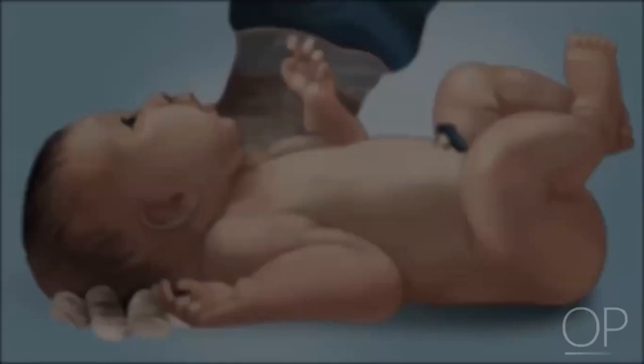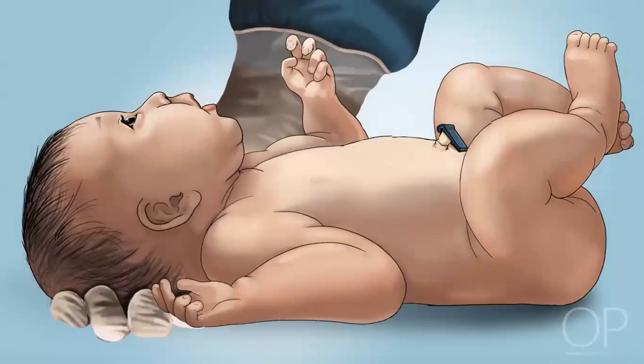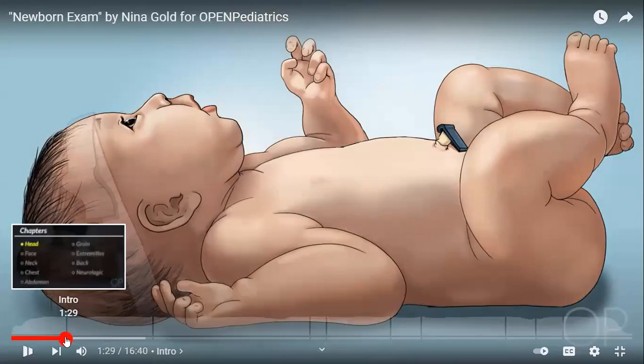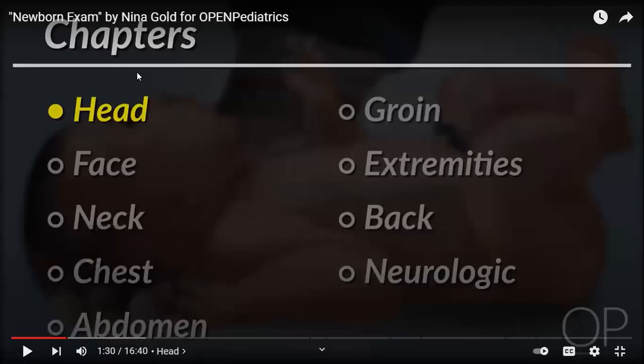Head. Gently place a hand behind the posterior portion or occiput of the skull. Measure the head circumference in centimeters. So here we see, first of all, head exam, face, neck, chest, abdomen, groin, extremities, meaning upper extremities and lower extremities, back, and also some neurological or reflexes examination.